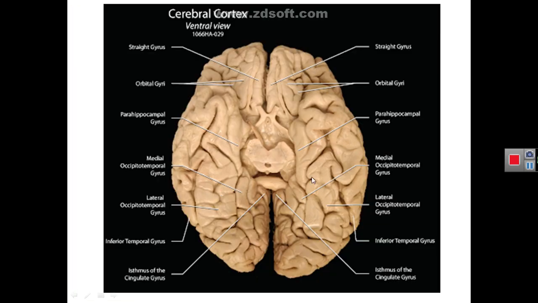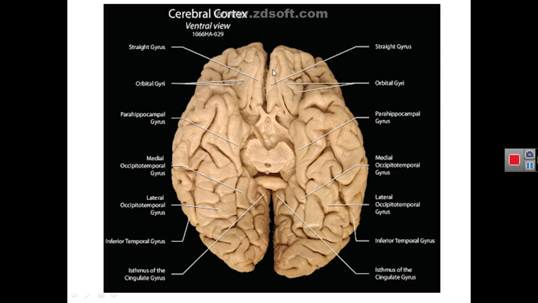This is another figure for the whole brain looked from below. This is the midbrain, crura of midbrain. This is the posterior perforated substance, two mammillary bodies, then tuber cinereum and infundibulum of pituitary, and this is the optic chiasma, optic nerve, optic tract. This is the anterior perforated substance.